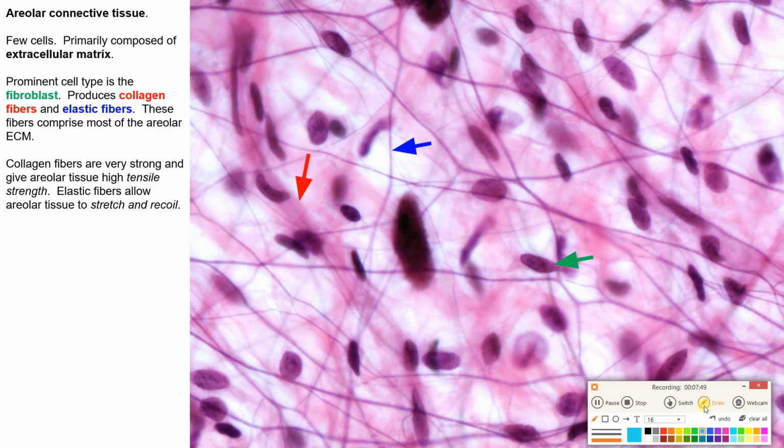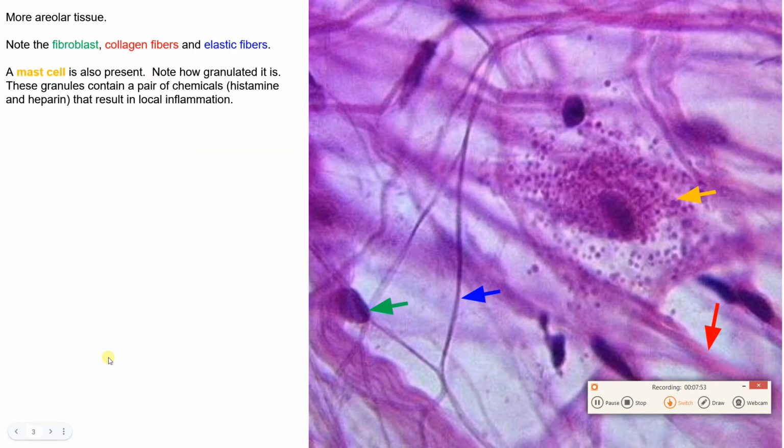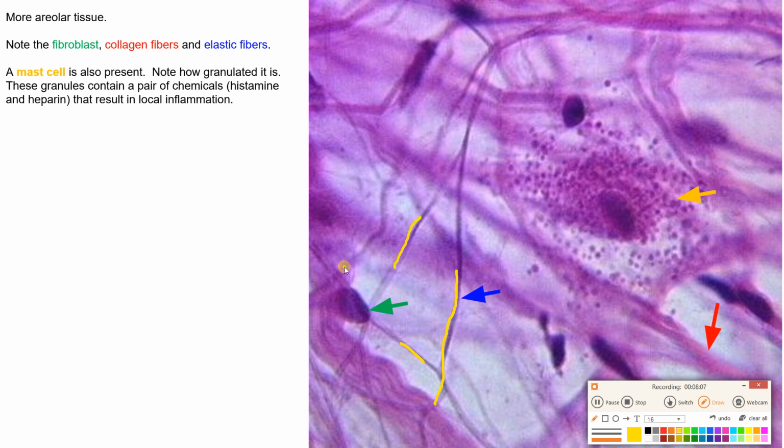Let's keep on going. Let's look at some more areolar connective tissue. How are you going to recognize this is areolar connective tissue? You are going to totally focus in on this skinny line right here, this skinny line here, this skinny line here. What are these guys? These guys are elastic fibers. Once I see them, I know I've got areolar tissue.